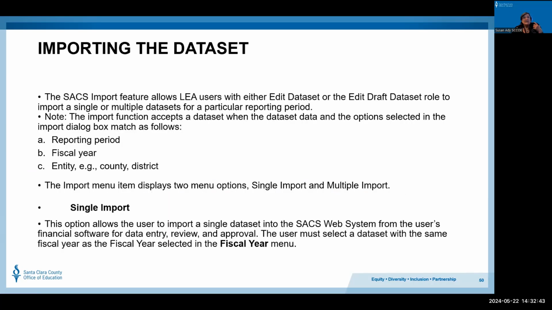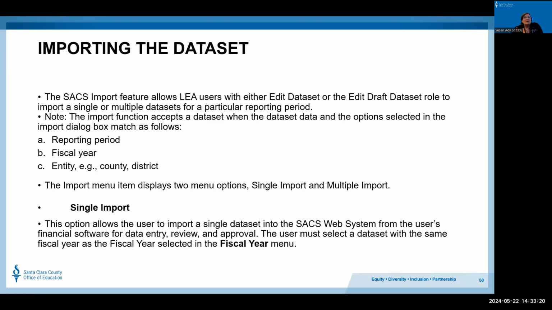The SACS import feature actually allows users with either the edit dataset or the edit draft dataset user role to import either a single or multiple datasets for a particular reporting period. For most of us during our reporting periods, we're only going to be importing a single dataset. So the single import selection should be your default. That should be the one that you go ahead and select.